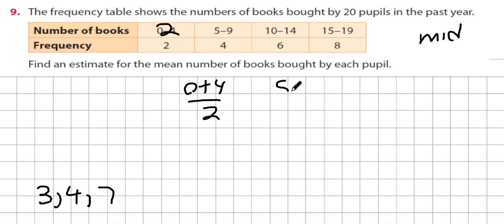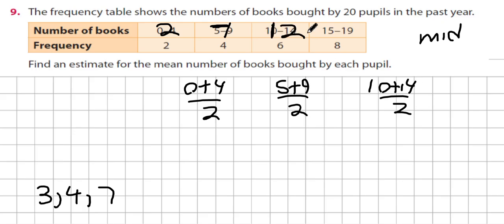What about the next one? Add 5 and 9 together and divide by 2. 7. Next one, add 10 plus 14 and divide by 2. 12. Next one, add 15 plus 19 together and divide by 2. 17. So if you ever see the word mid-interval, what are you going to do? Add them up and divide by 2.